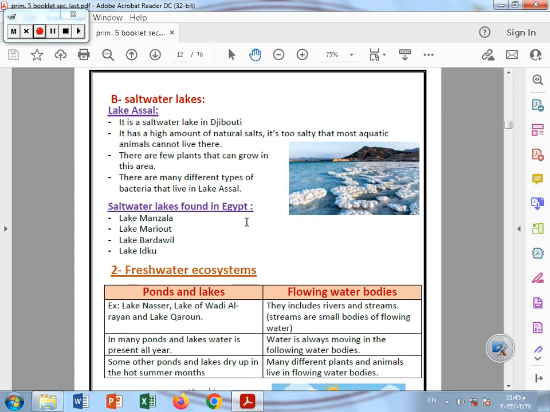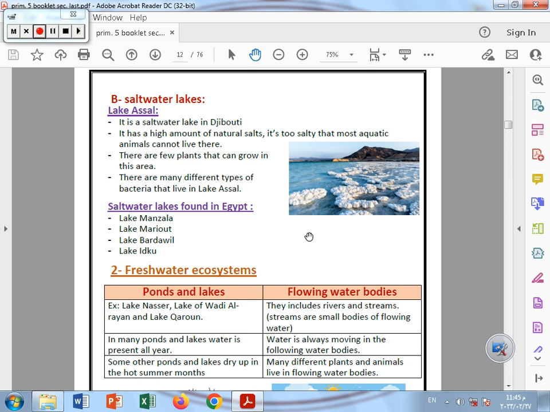Number two, the saltwater lakes. We have Lake Assal. It's a lake that contains salt water. We can find it in Djibouti. It has a very high amount of natural salts, as we see in this picture. So it's too salty. Most aquatic animals cannot live there because of the high amount of salt, and also there are few plants that can grow in this area. But there are many different types of bacteria that live in this lake.